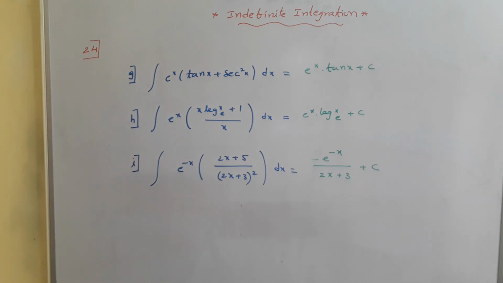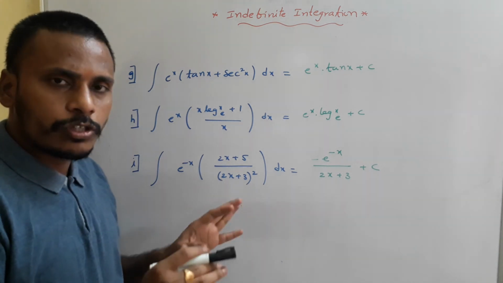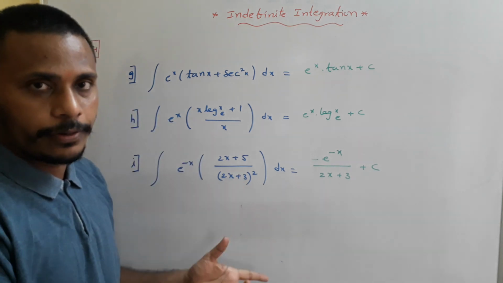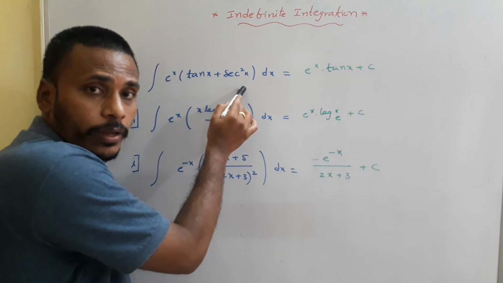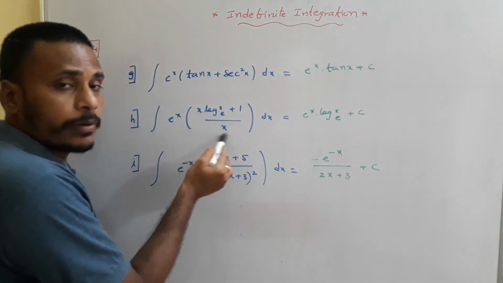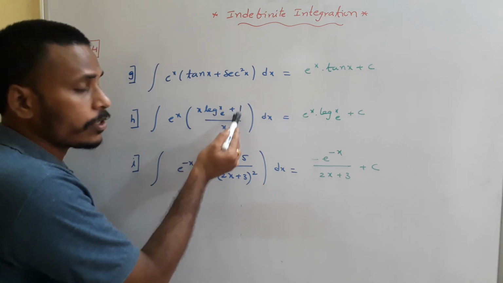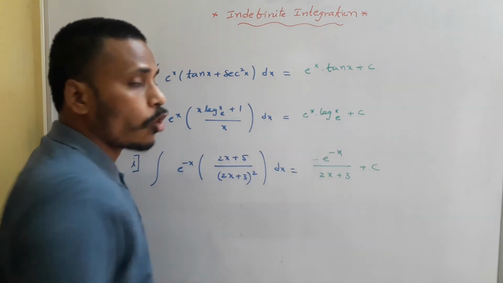So now look at the board. Finally, these are the answers for the 3 problems. Always search for a function and its derivative, because e^x is already given. The derivative of tan x is sec²x, so your answer is e^x tan x plus c. Whereas if you split it as log x plus 1/x, the derivative of log x is 1/x, so your answer is e^x log x.